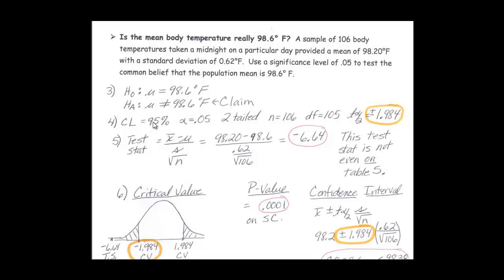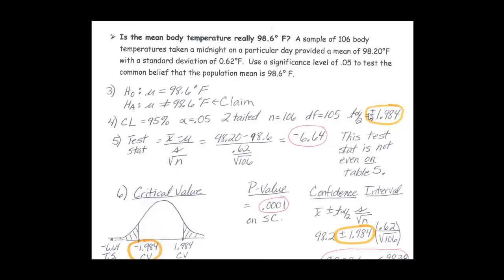Our confidence level is 95% with a 0.05. Again, it's a two-tailed test. Our sample size was 106, so our degrees of freedom is 105. Now I'm writing t alpha divided by 2 just to point out that this 0.05 alpha is being broken into both tails, so we would have 0.025 in each tail.